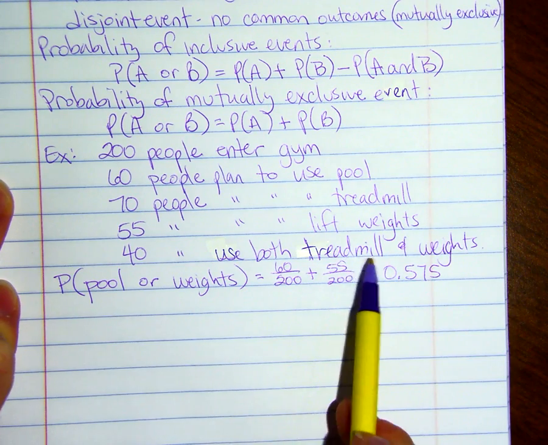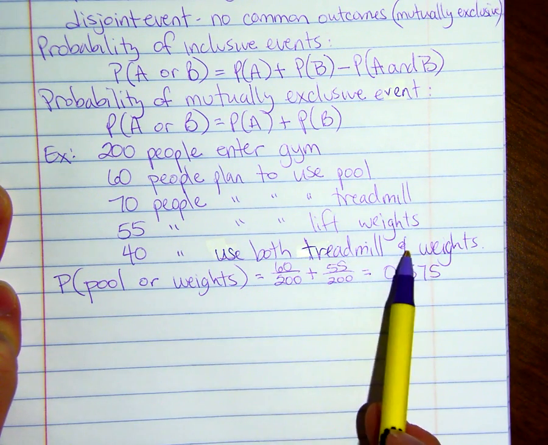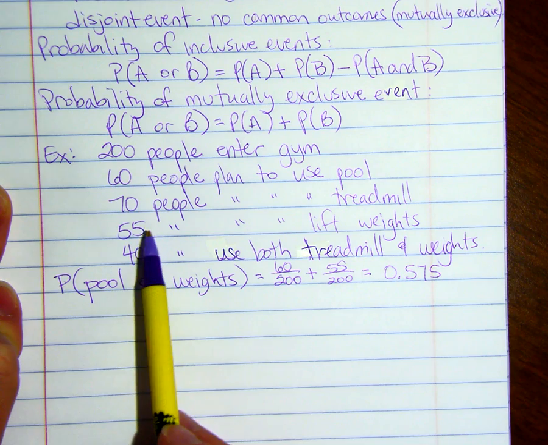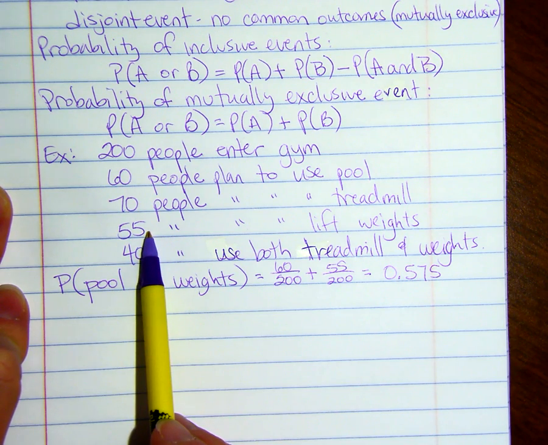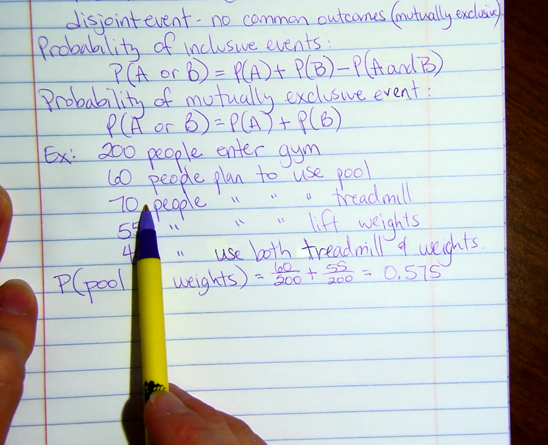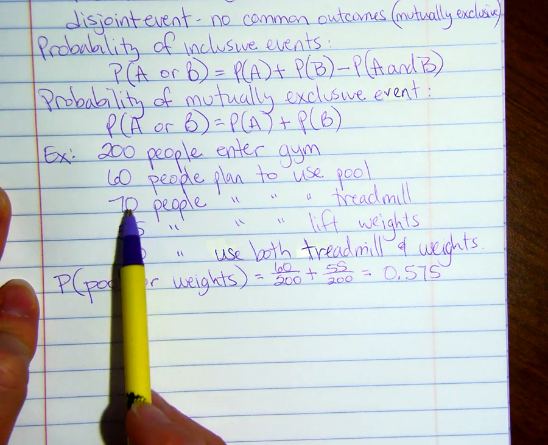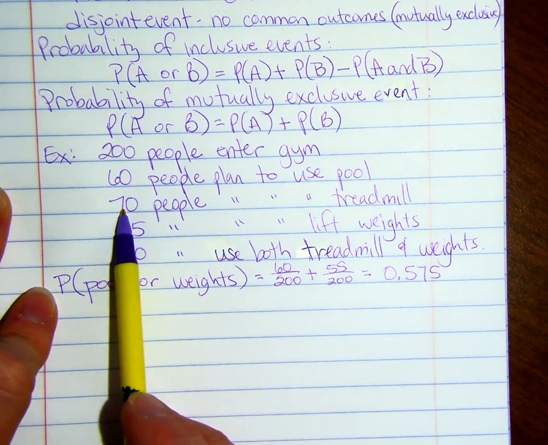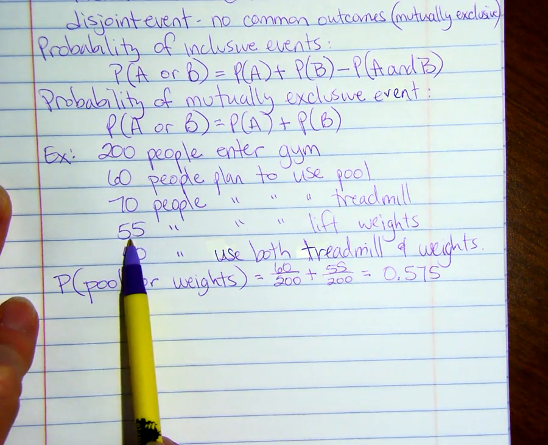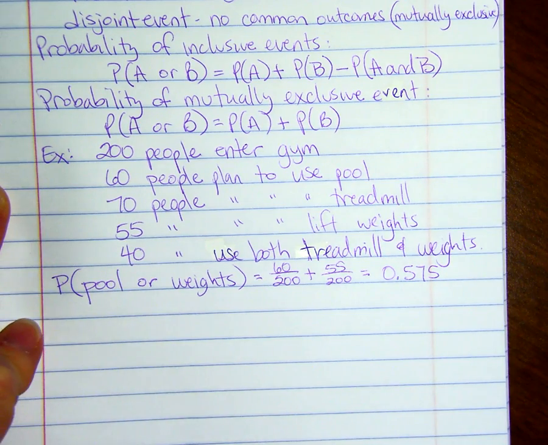Could you add 40 on to it because it's treadmill and weights? No, because when it says treadmill and weights, that's 40 of the people that are lifting weights are going to also use the treadmill. So 40 of these people are also lifting weights, and 40 of these people are also using the treadmill.